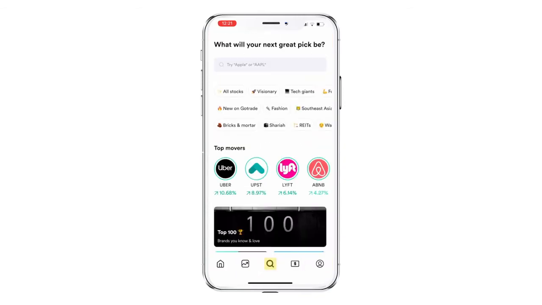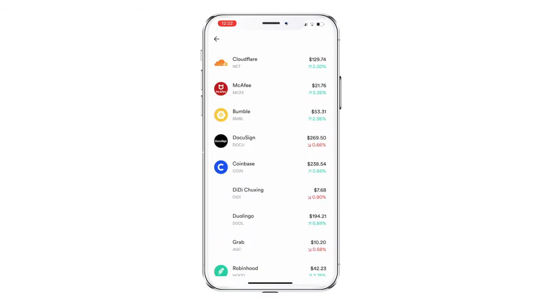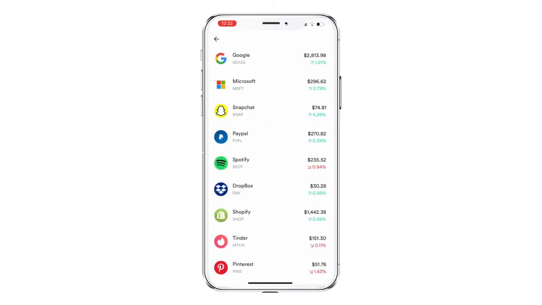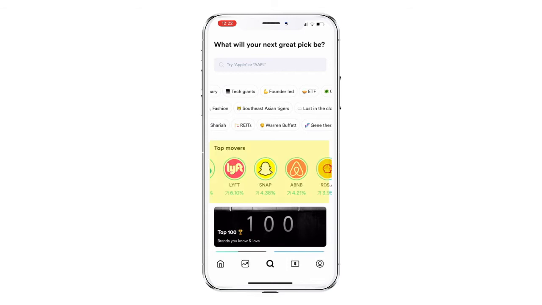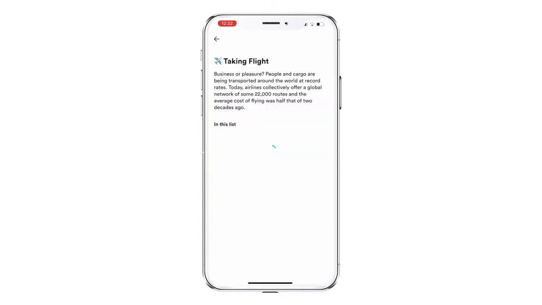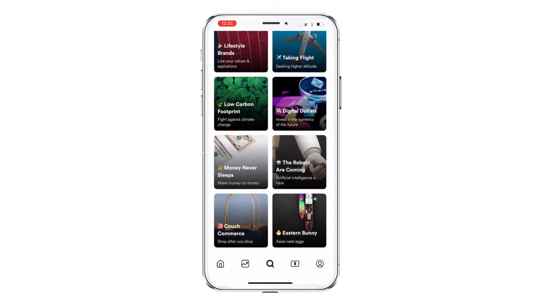Next tab is search. Dito, pwede kayo maghanap ng mga prospective stocks. Pinadali ni GoTrade, so you can search according to category. For example, you want to invest sa mga tech giants. You can open this and here you'll see what stocks meron dito under sa tech giants. You can browse this for when you're doing research on what stocks to invest in. And here you can see the top movers and top 100, 10 most popular, social media maniacs, and others. Okay, so dito nyo mababrowse the different types of stocks.